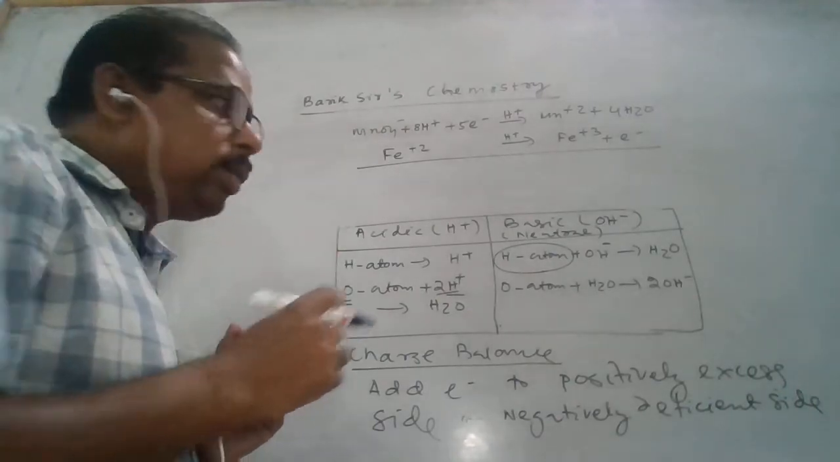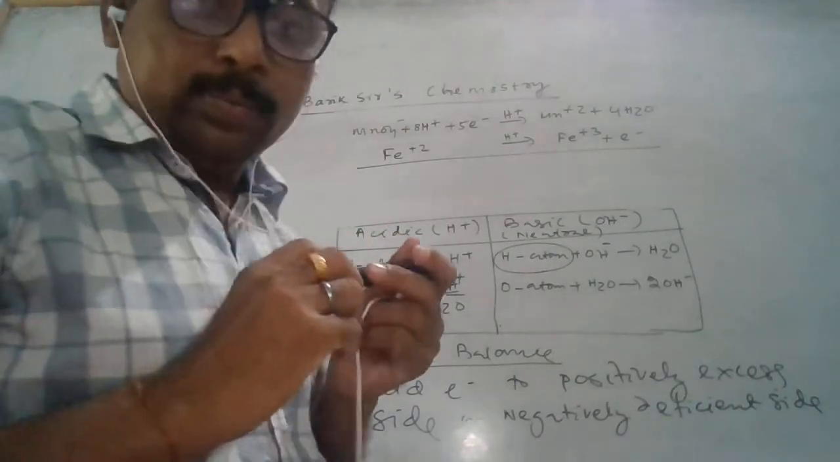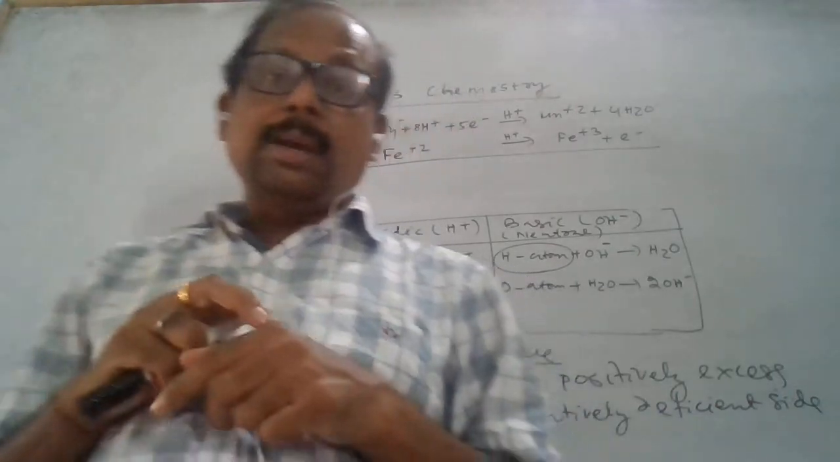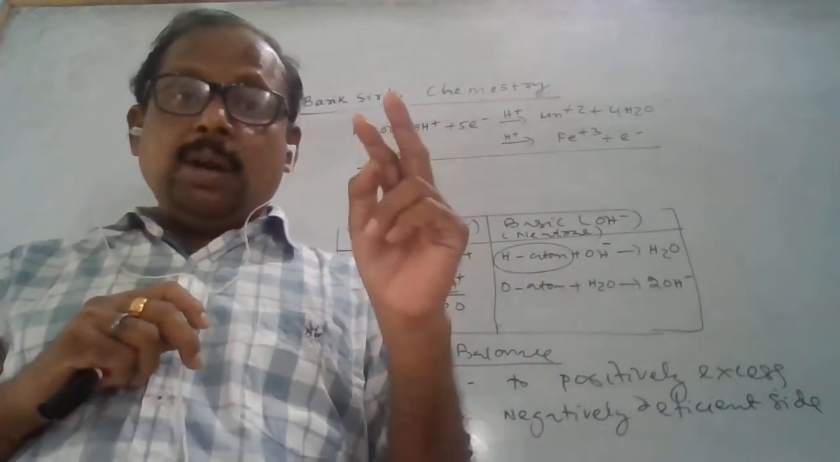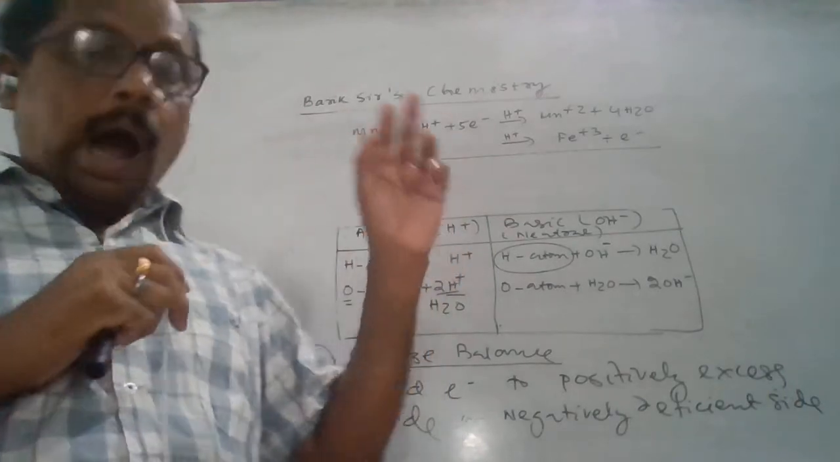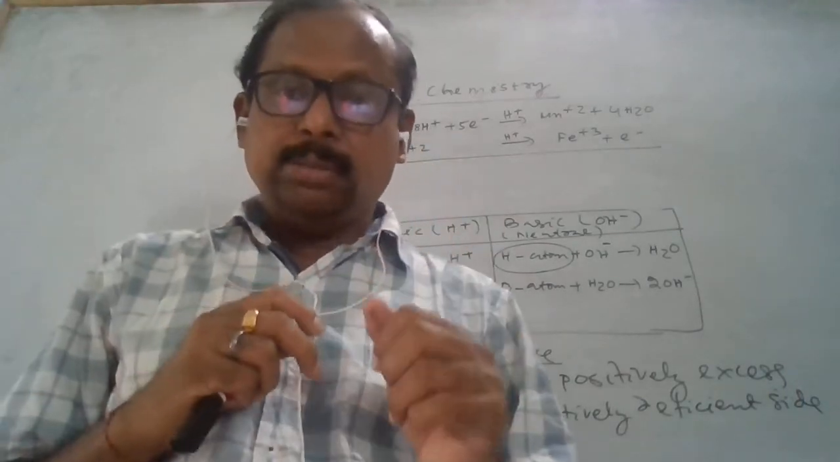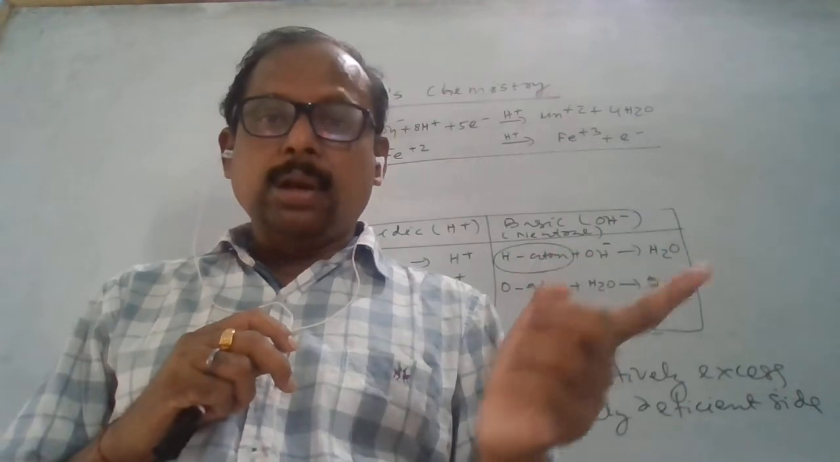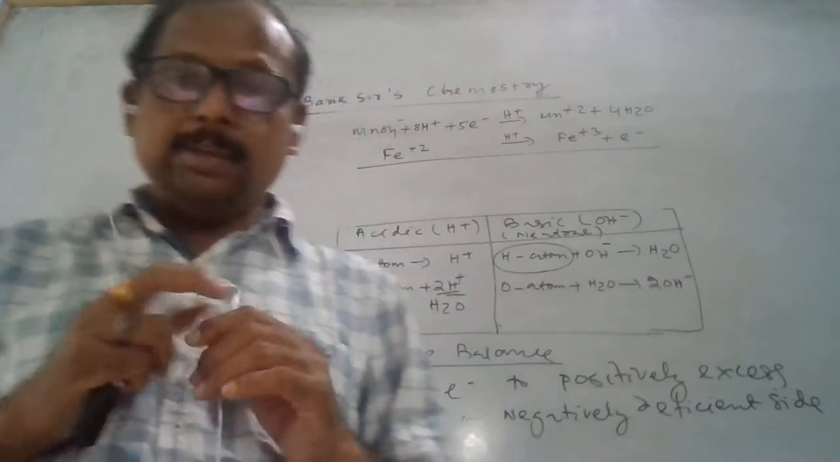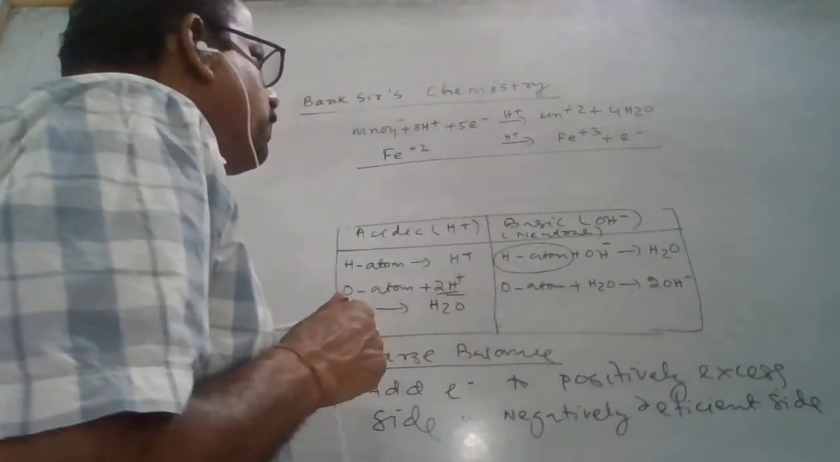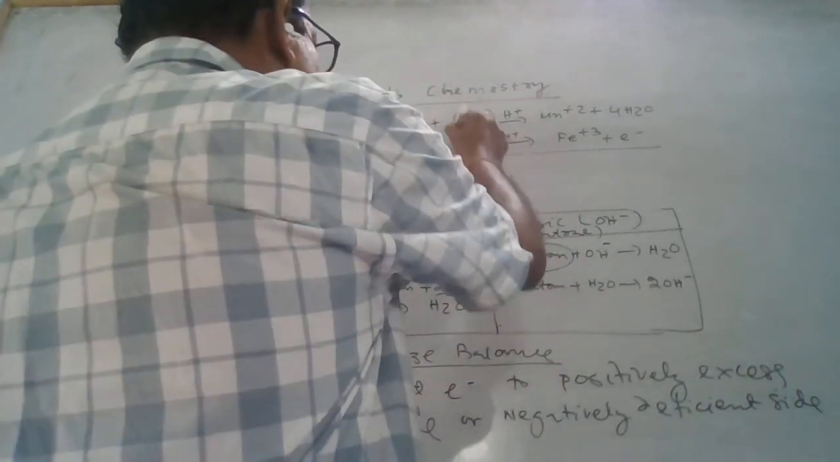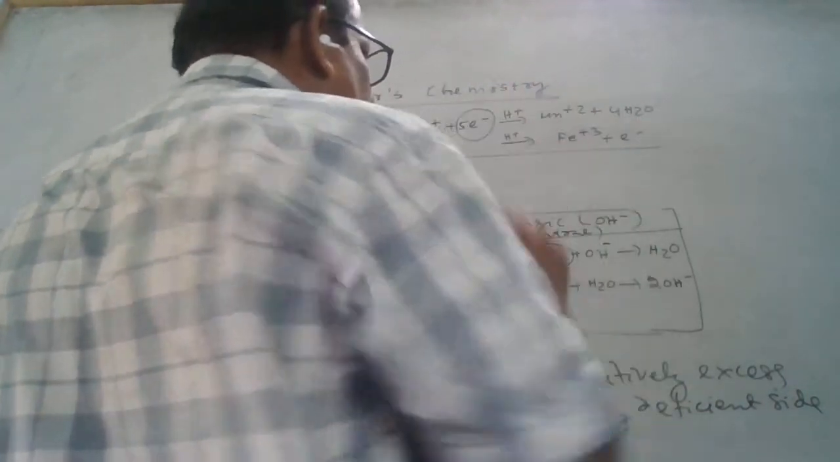So just recall step 4. Step 4, what I have told: after the balancing of the half reactions, you have to add the two half reactions in such a manner that the number of electrons lost and gained must be equal. Here there are 5 electrons. Here it is only 1 electron.